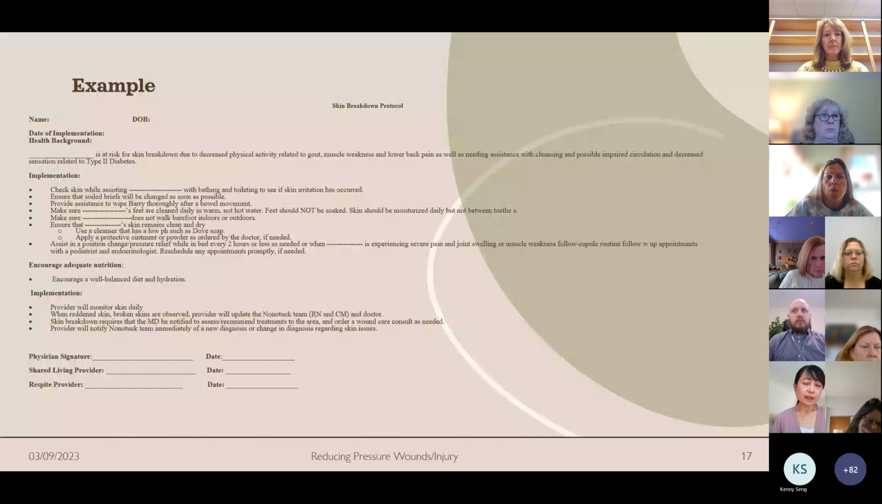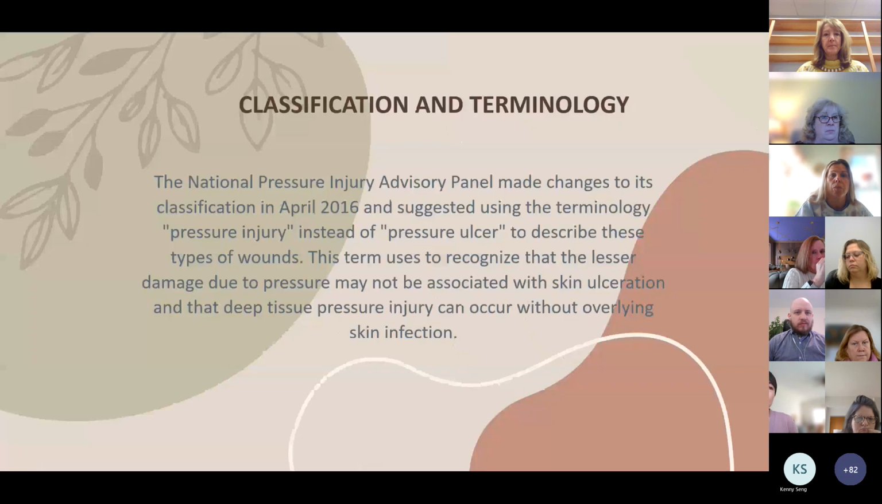So you can put the name, of course, date of birth, date of the implementation. I put that additional health background, so you will know what is the condition or the situation. And then we can put the implementation. What is the support that your team has been giving to this member? So there is some other note in there, and of course the physician signature, shared living provider, and respite provider if applicable. Next slide.